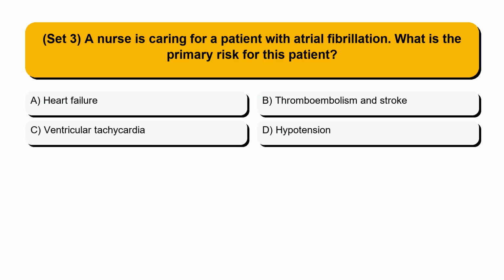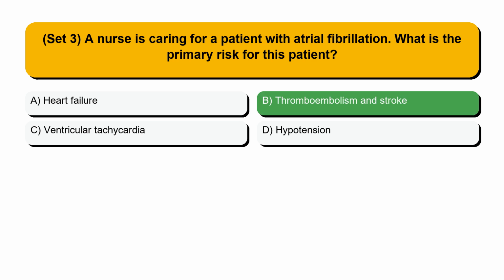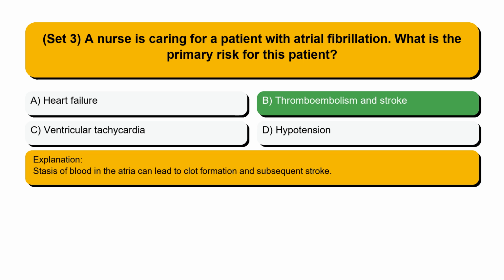Question 3. Set 3. A nurse is caring for a patient with atrial fibrillation. What is the primary risk for this patient? Option A, heart failure. Option B, a thromboembolism and stroke. Option C, a ventricular tachycardia. Option D, hypotension. The correct answer is option B, thromboembolism and stroke. Stasis of blood in the atria can lead to clot formation and subsequent stroke.